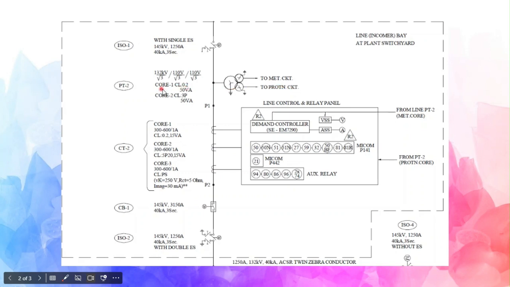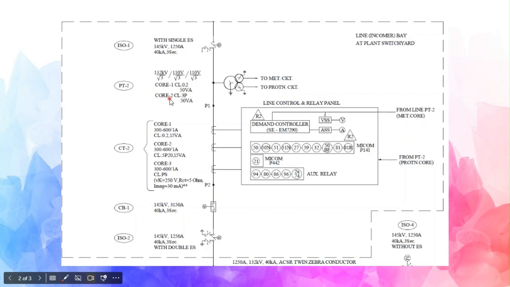So now how is it defined? The core one, the class is 0.2 and 50 VA. 50 VA is the burden. Burden means this is the energy it will consume for itself. And the class 0.2 is the error. It says that total error, phase error, or the ratio error would be 0.2%, not more than that.